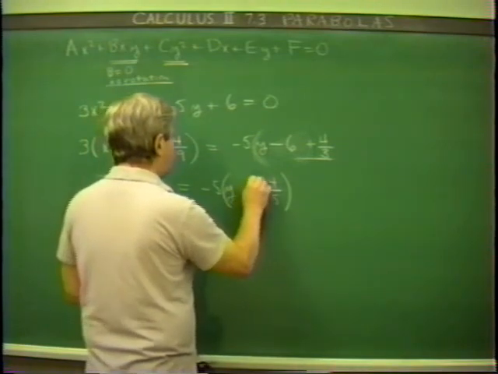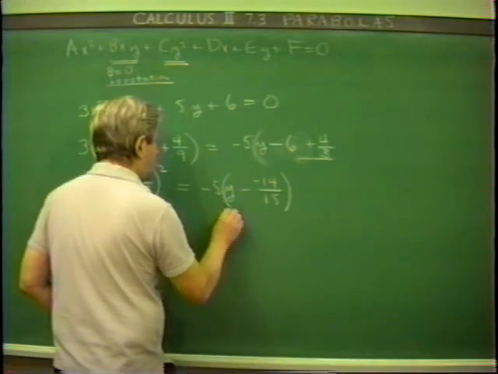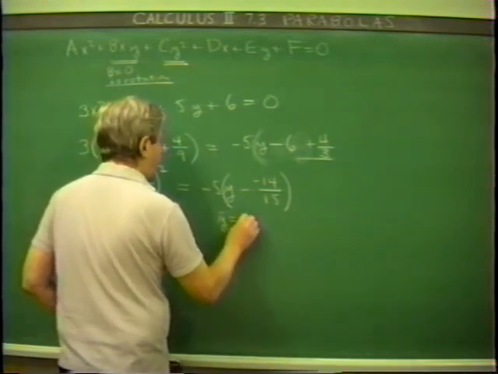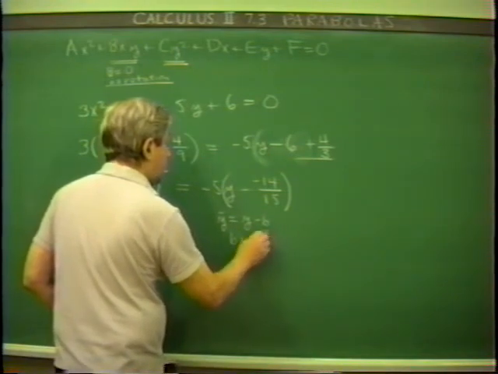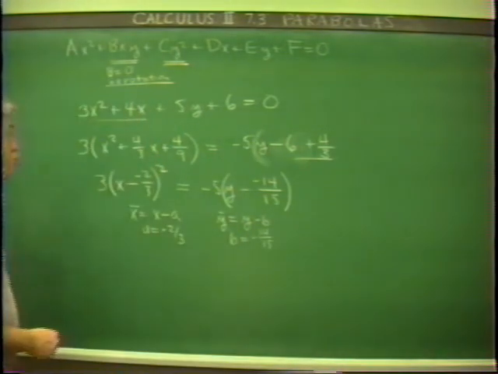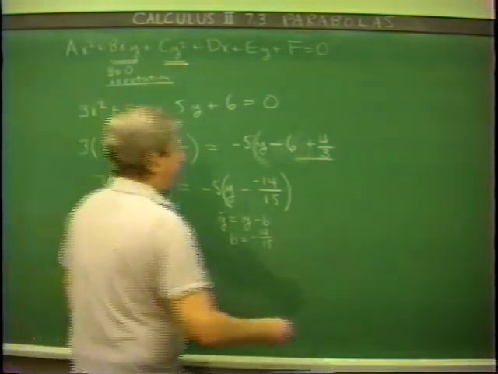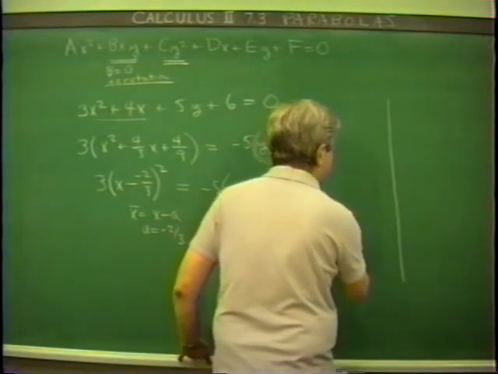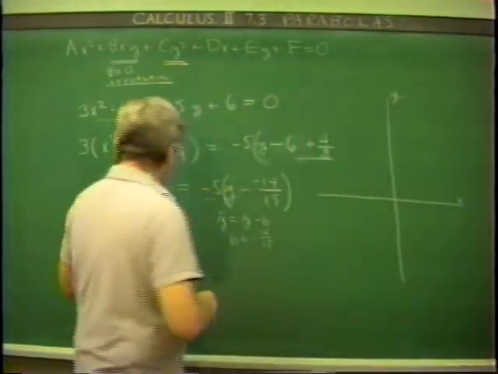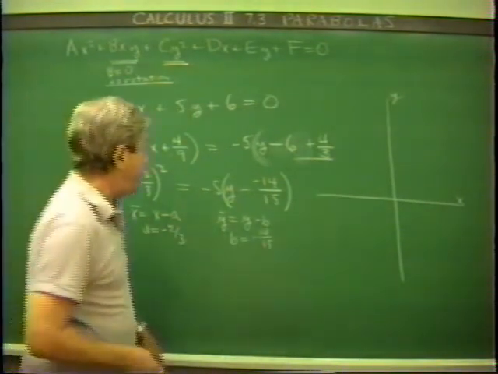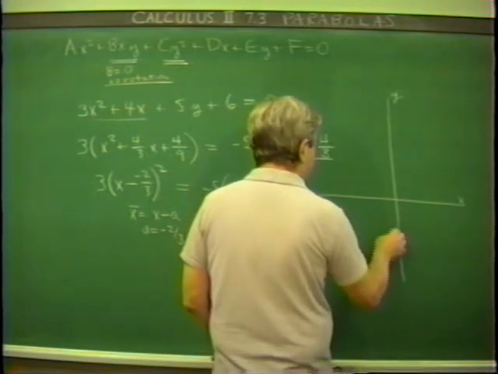Now I also want to write this as y minus a minus 14/15, and I'm going to let y bar be equal to y minus b, where b in this case is minus 14/15. Okay? And what this means then, from the standpoint of graphing this, is that if this is the x coordinate and this is the y coordinate, then at the point minus 2/3, minus 14/15, we can put a center of an x bar y bar coordinate system.